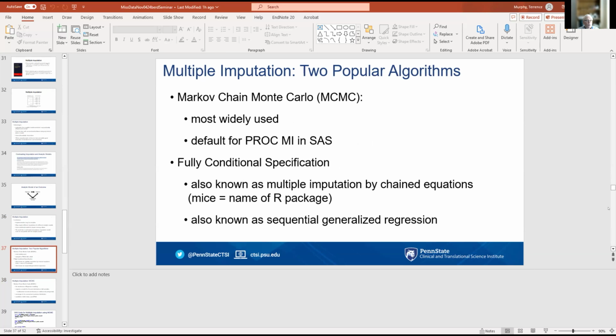There are two popular algorithms for multiple imputation. The first is called the Markov chain Monte Carlo. It's also very well known to those of you familiar with Bayesian statistical analysis. This is the most widely used algorithm, and it's the default in SAS's procedure, PROC MI. The second approach is called fully conditional specification, but commonly goes by two other names. One is MICE, multiple imputation by chained equations. It's also called sequential generalized regression.